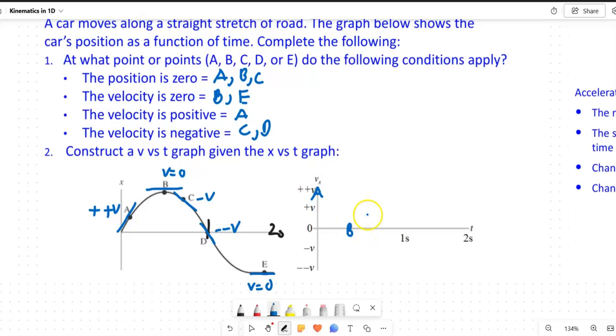And then C is going to be a negative slope. And then D is going to be a really negative slope, so I've got to put a D there. And then E is going to be back to 0 at 2. So this is going to look kind of interesting.